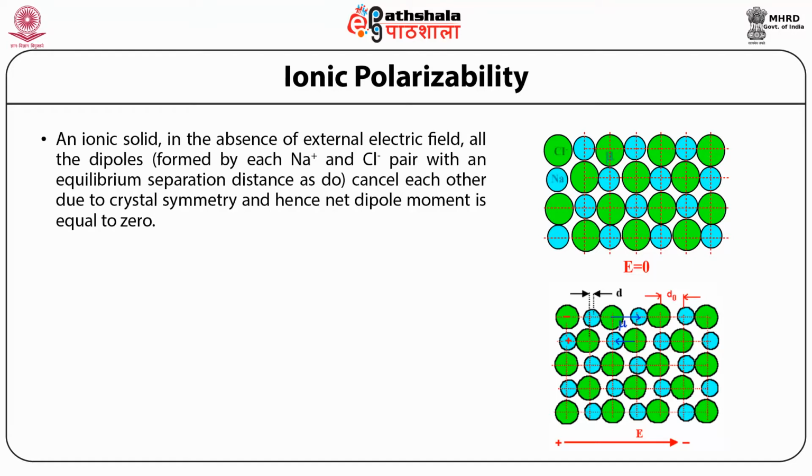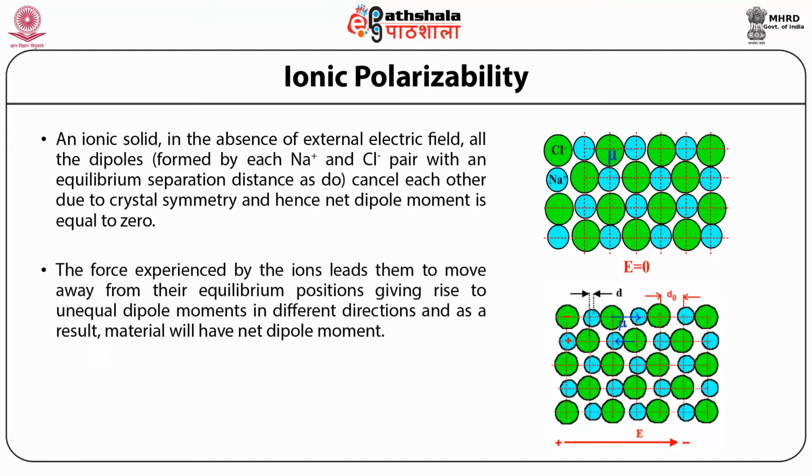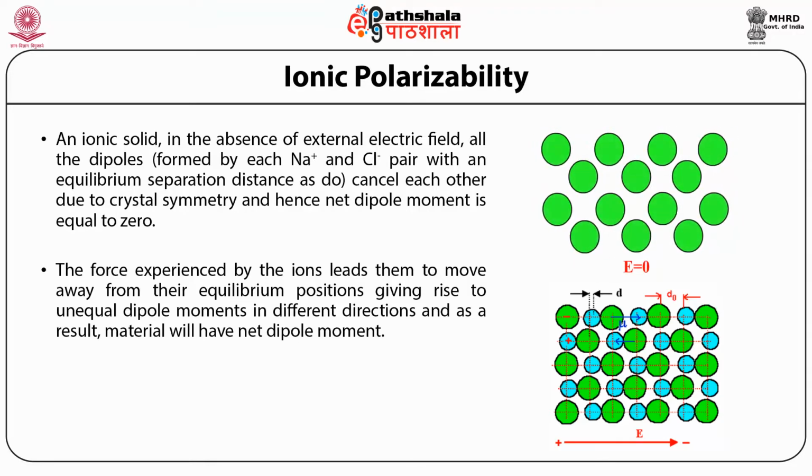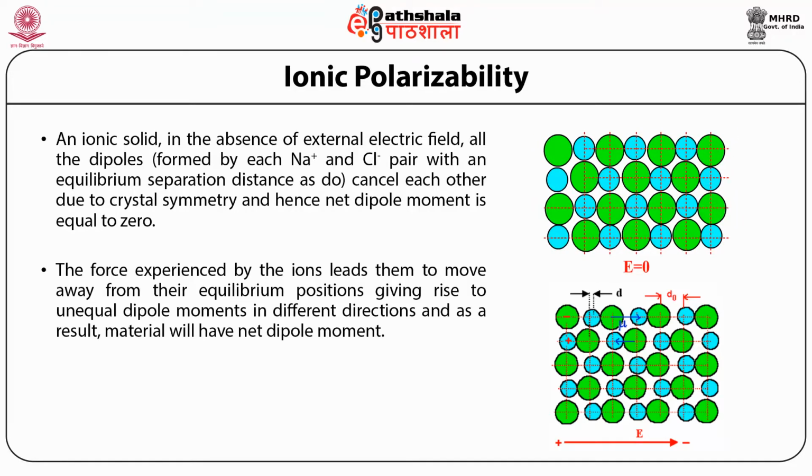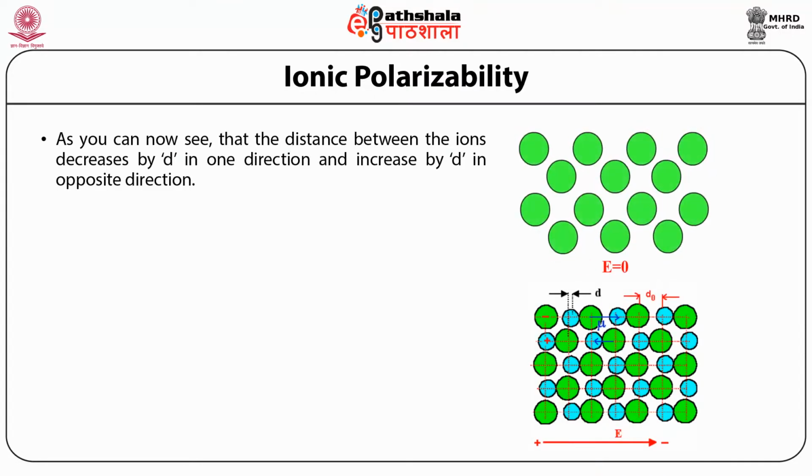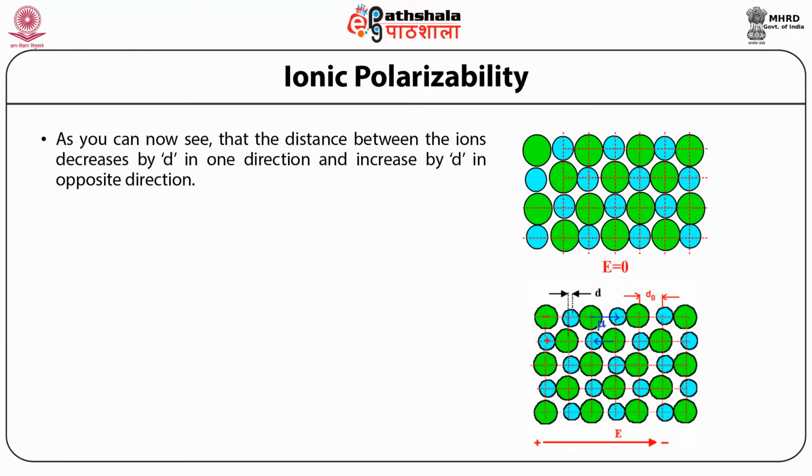However, when a finite field, that is E, is applied, the force experienced by the ions leads them to move away from their equilibrium position as shown in this figure, giving rise to unequal dipole moments in different directions, and as a result, the material will have a net dipole moment. So as you now see, the distance between the ions decreases by d in one direction and increases by d in the opposite direction.